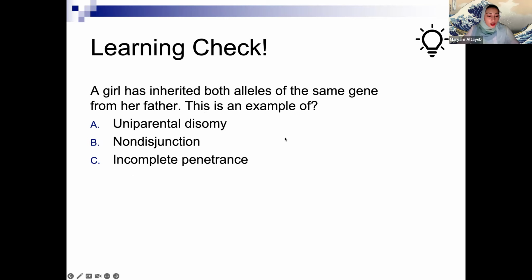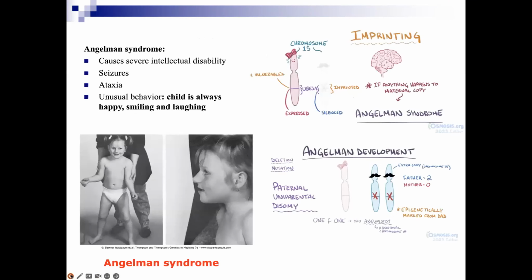Follow-up question, if this was chromosome 15, would this lead to Prader-Willi or Angelman syndrome if there were 2 copies from the father? It would lead to Angelman, right? Yes, Angelman.